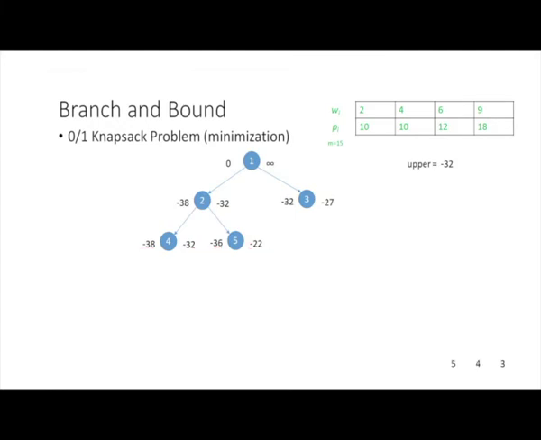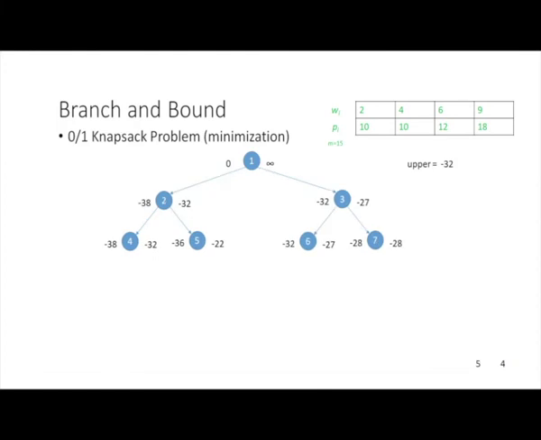Now again we add these two to the queue here. So 4 and 5 are added to the queue. The next node to become active would be node number 3. For node number 3 we generate the 2 children, node number 6 and 7. For node number 6, minus 32 is the lower bound and minus 27 is the upper bound. Similarly for 7, minus 28 is the lower bound and minus 28 is the upper bound.